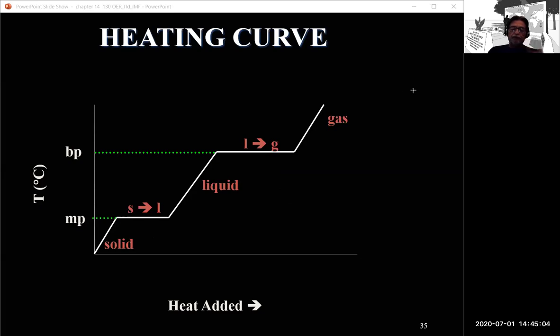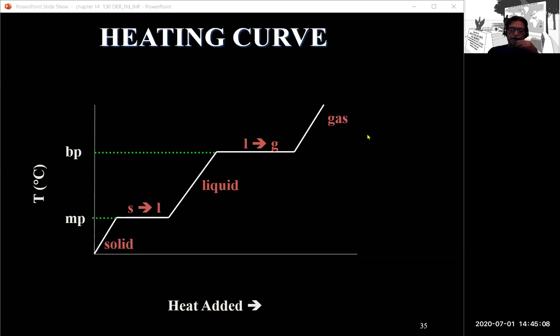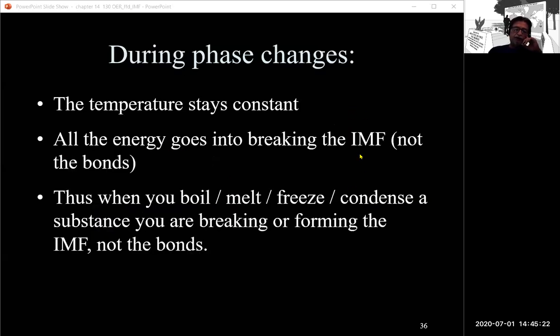Okay, so be familiar with this type of graph. Okay, because you can see how questions could be asked. At what point do you have a mixture of solid and liquid, things like that. At what point is it all liquid? At what point is it all gas? Those type of questions can easily come up. Okay. And this slide here just basically summarizes what I just talked about. Temperature remains constant during these phase changes.